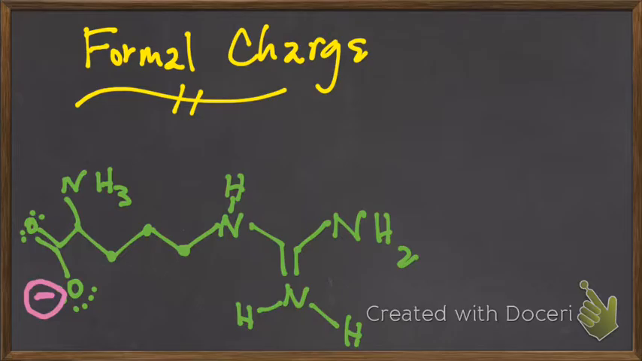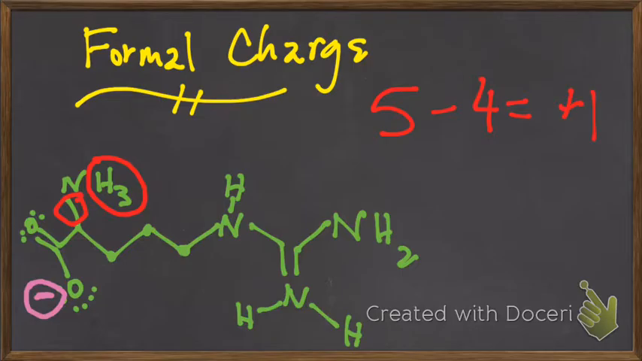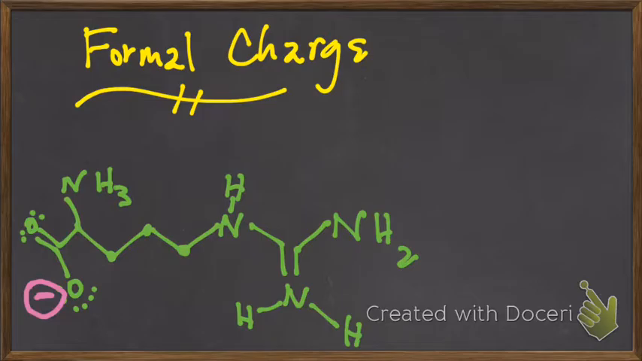Now let's focus on one of the other atoms. Let's look at this nitrogen here. Nitrogen normally has 5 valence electrons. How many electrons are around this nitrogen? If you notice, it's making bonds to 3 hydrogens, and it has a bond to this carbon here. So therefore, it has 4 total bonds, and it has no lone pair electrons. So 5 minus 4 is equal to a +1. So I'm going to put a positive charge on that nitrogen, and once again I'm going to put a circle around it so that it makes it really obvious.